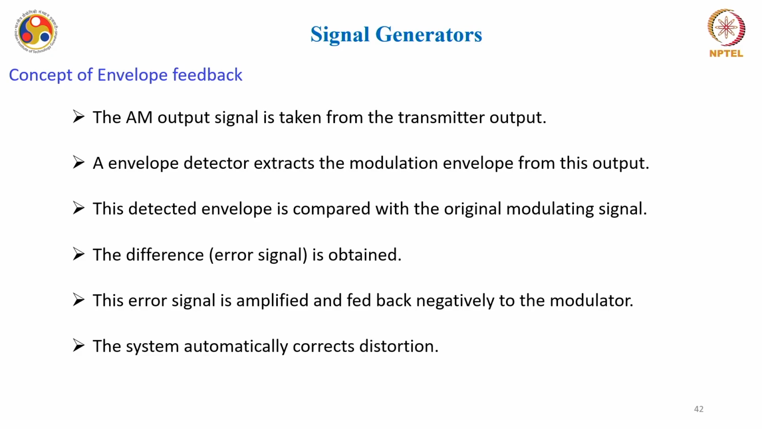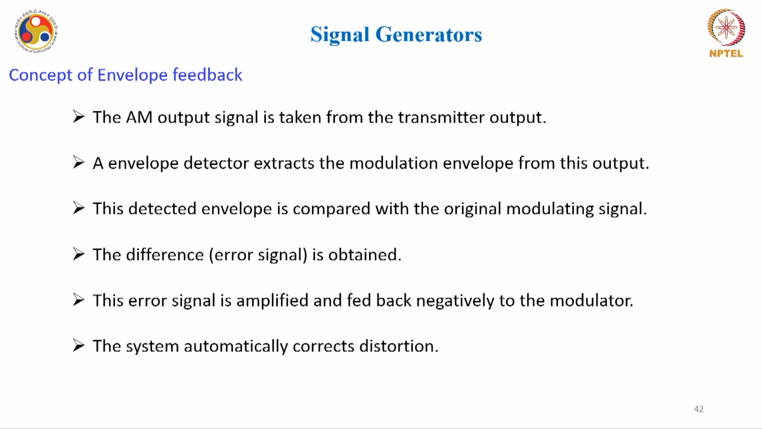Now, let us see how this envelope feedback works in brief. We know that the amplitude modulation output signal is taken from the transmitter output. The envelope detector extracts the modulation envelope from this output. This detected envelope is compared with the original modulating signal, and the difference, which we can also call an error signal, is obtained.